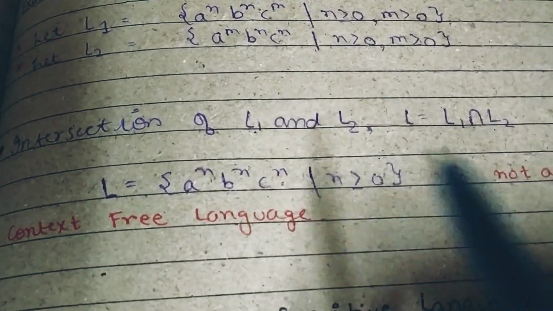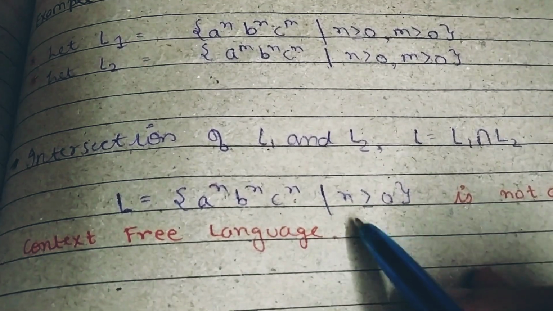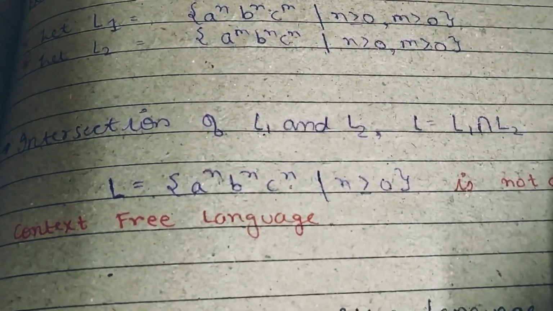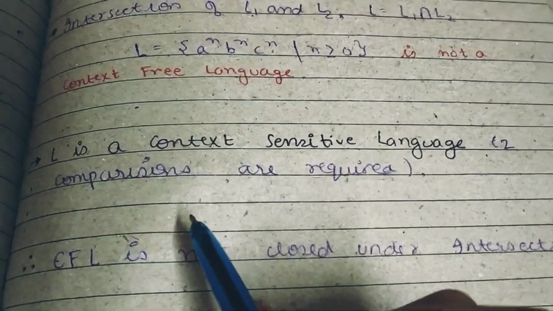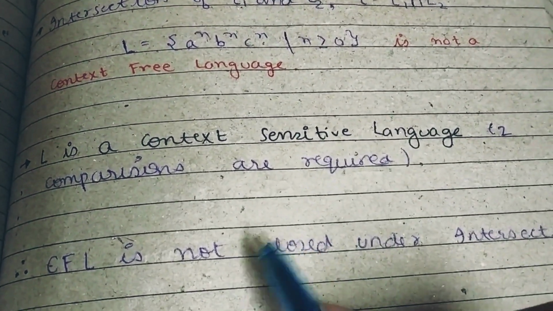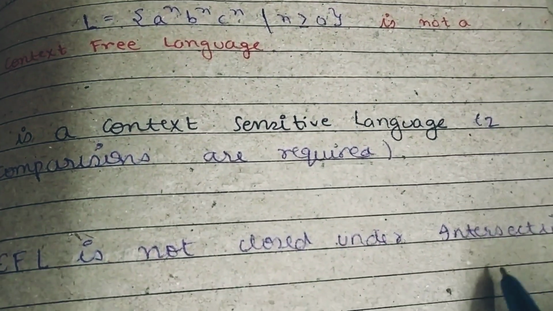It is a context-sensitive language, and such types of languages are accepted only by the linear bounded automata. So, this is one example where context-free languages do not satisfy the intersection property and therefore they are not closed under intersection.